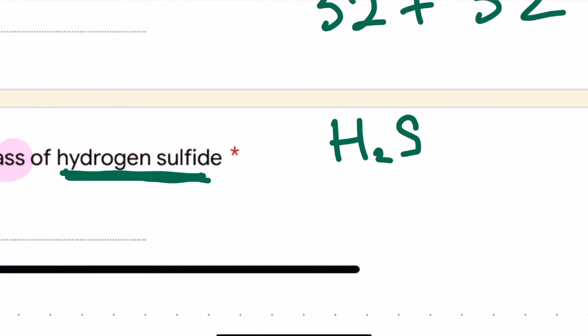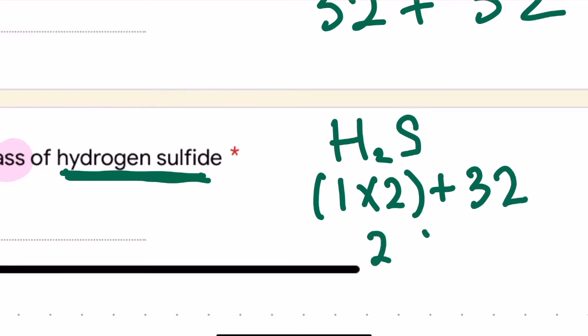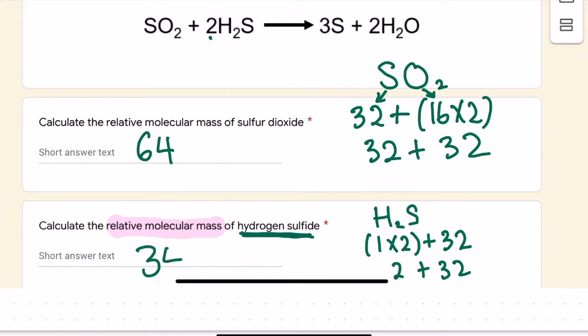Formula is H2S. Okay, what is the relative atomic mass for hydrogen? Hydrogen is 1, then need to multiply with 2 because there's a tiny 2 there, then plus another element, which is sulfur. Sulfur is 32. So 2 plus 32, you get 34. Everything okay so far?